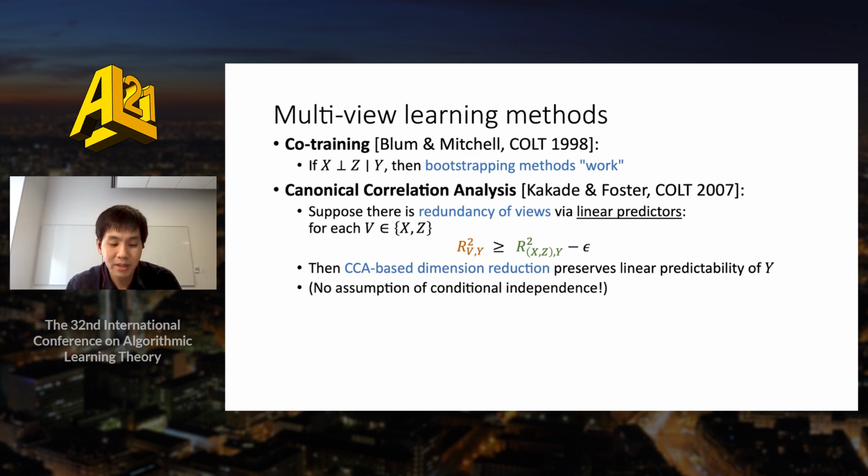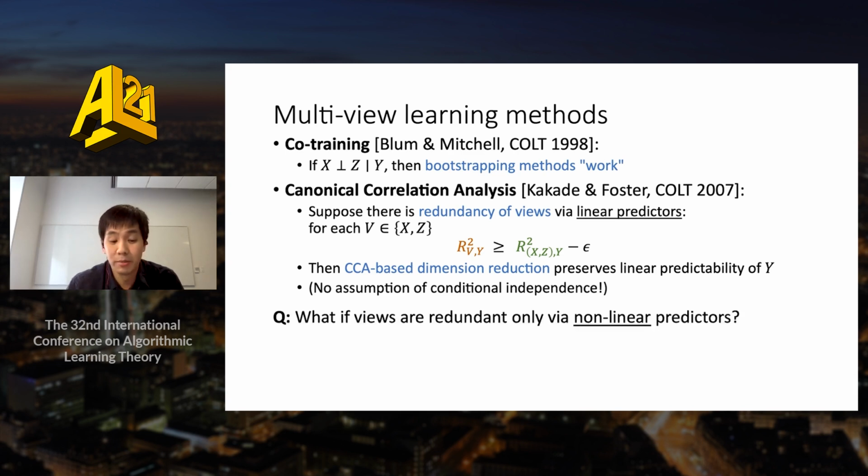They show that if the best linear predictor of a target from a single view is nearly as good as the best linear predictor based on both of the views, then one can essentially, without harm, apply linear dimension reduction based on CCA to a potentially lower dimensional subspace. And this in turn reduces the sample complexity of supervised learning. It is remarkable that there is no explicit assumption of conditional independence between the two different views. Instead, this notion of linear multi-view redundancy is sufficient.